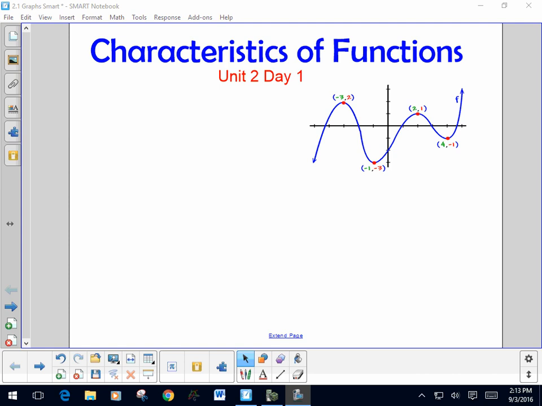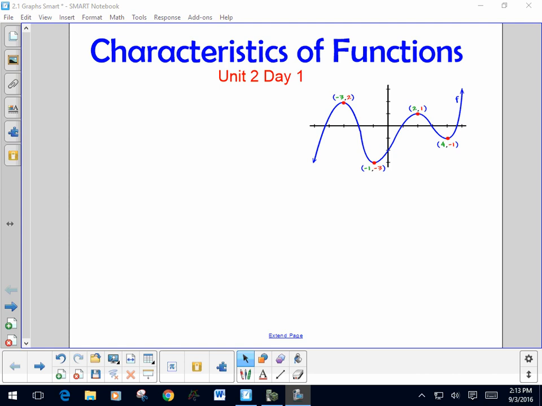All right, this is lesson 2.1. So we're starting Unit 2, just in case you're not already aware. Unit 2 is one of our shorter units. It only has 4 lessons, and then we spend a day reviewing, and then we will test.